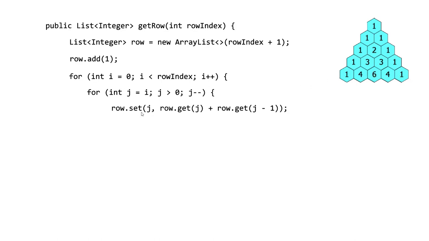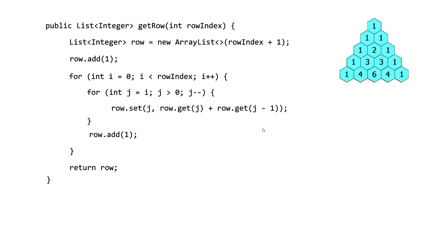So we're going to set row j equal to row get j plus row get j minus 1. So let's say this is j minus 1. We're going to add those two together and we'll get the 4. And that's pretty much it. We'll just loop through until we get all the numbers and then we get all the rows. And at the very end we're going to add 1 again. And that is the method. And then finally we're going to return the row and end the method.